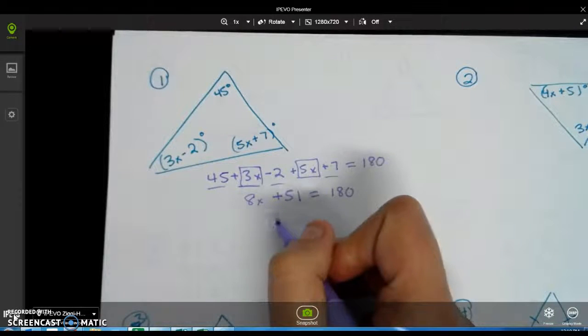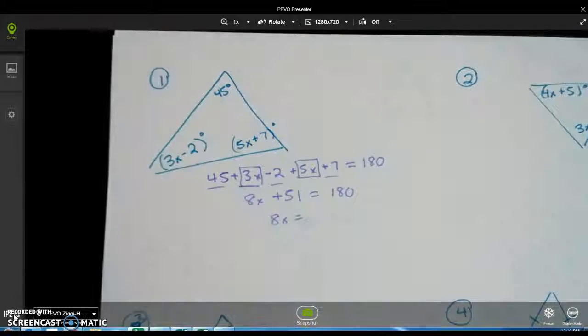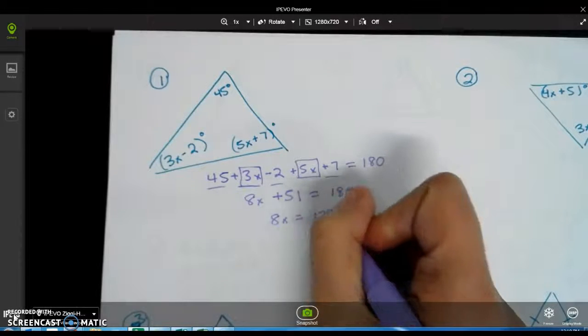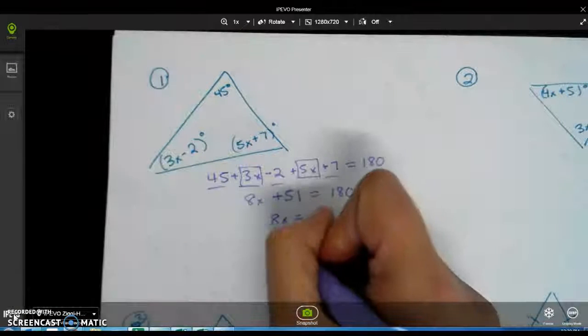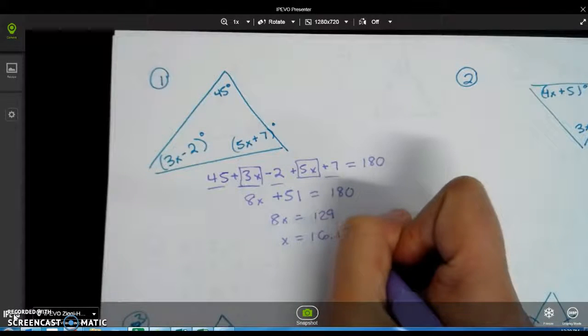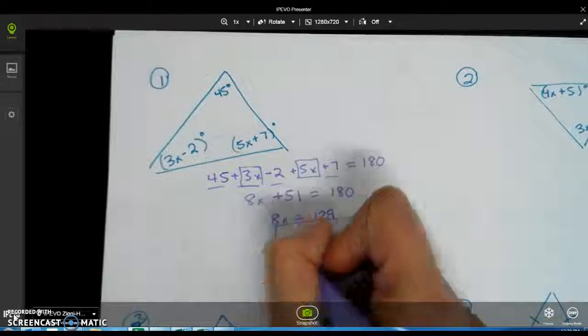Subtract 51 from both sides. And then divide both sides by 8. And we're done.